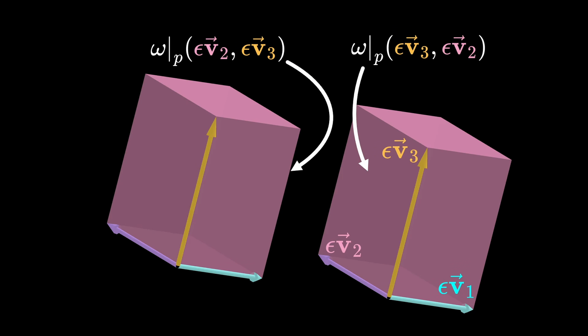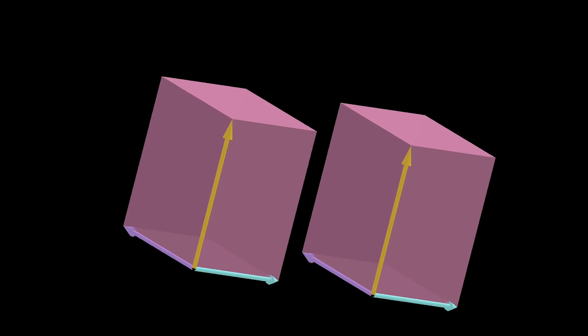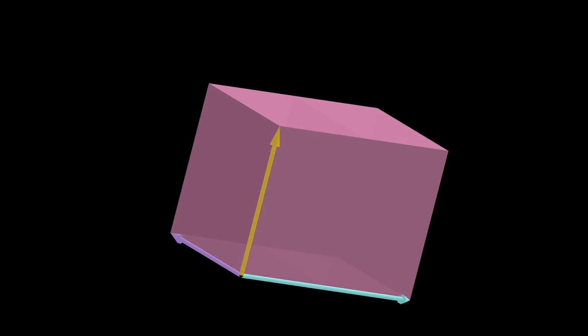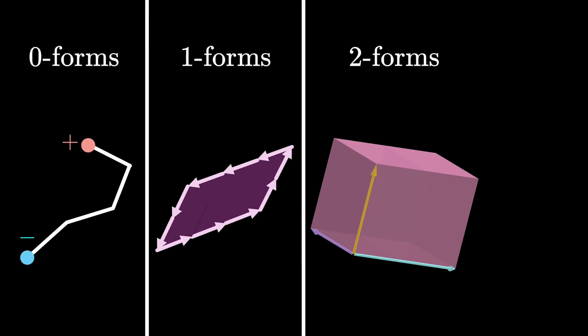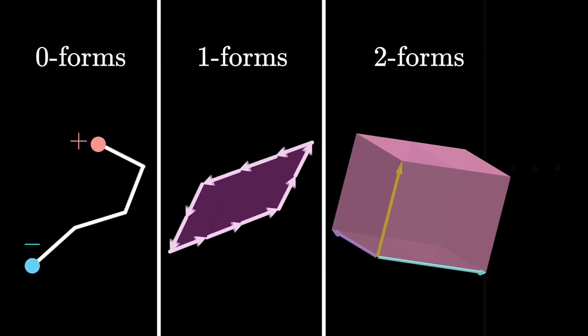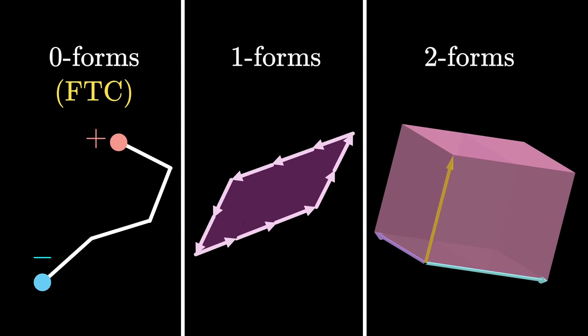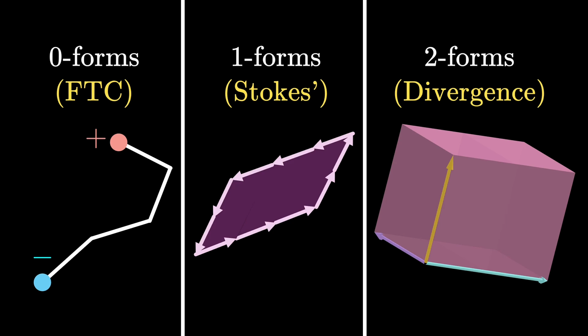Summing these contributions from each parallelepiped, the interior faces contribute in opposite orientations and cancel out each other. As expected, only the exterior faces remain, and this is the Generalised Stokes Theorem for two forms. We've established the Generalised Stokes Theorem for 0, 1, and 2 forms, and you can continue this pattern if you want. With these three cases, we recover the fundamental theorem of calculus for 0 forms, the usual Stokes theorem for 1 forms, and the divergence theorem for 2 forms.